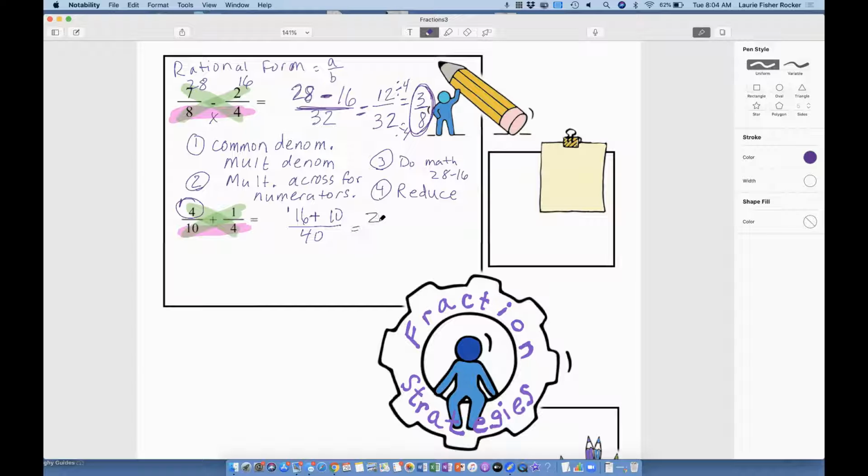And then I'm going to reduce. Then I'm going to do the math. So I've done step 2. Now I'm going to do step 3. Do the math is 16 plus 10. 16 plus 10 is 26 over 40. Now I'm going to reduce. So I see, okay, divide by 2, divide by 2. That's going to be 13 over 20. And that is my answer.